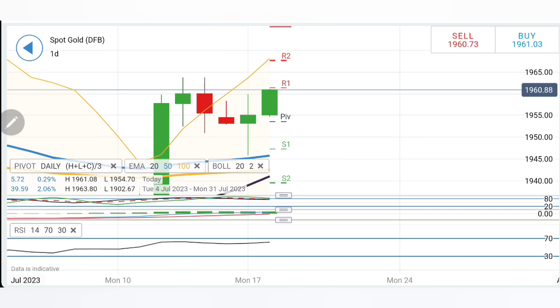Lower lows might be seen if it stays below 45 levels and 50 levels specifically. You can see once it turns red here, you can expect a sharper drop there, so you can take your trades accordingly. Trade with a stop loss, trade with a trailing stop loss.